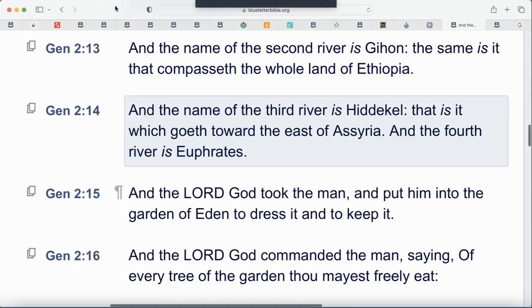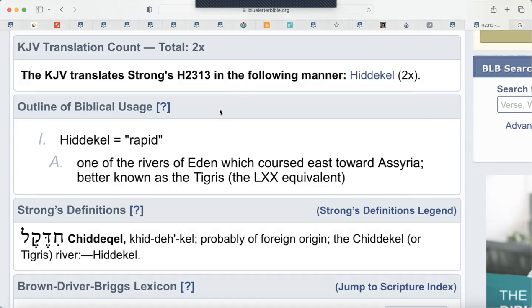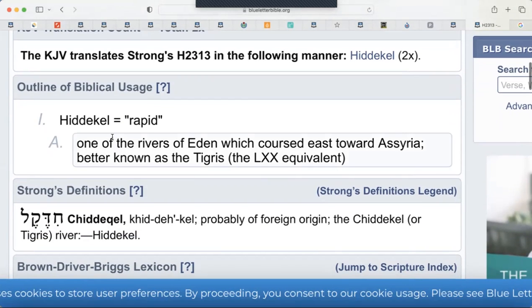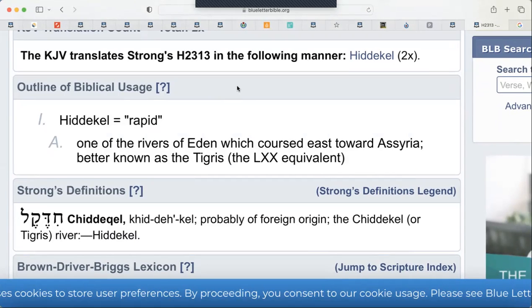In Genesis chapter 2, verse 14, it reads, "And the name of the third river is Hiddekel, that is it, which goeth towards the east of Assyria, and the fourth is Euphrates." Let's take a look at Hiddekel. Going to the Strong's under reference number H2313, Hiddekel means rapid, and it states that one of the rivers of Eden, which coursed east towards Assyria, better known as the Tigris. So Hiddekel is the Tigris River.